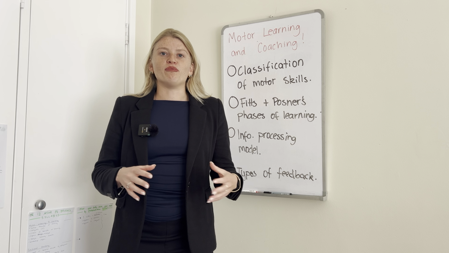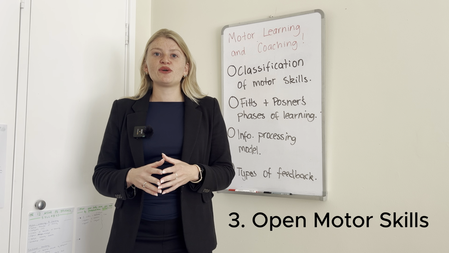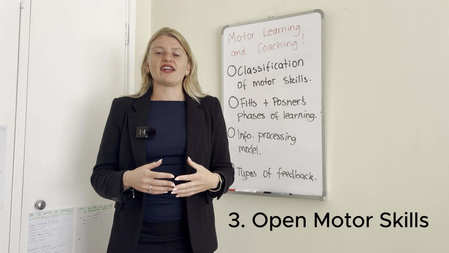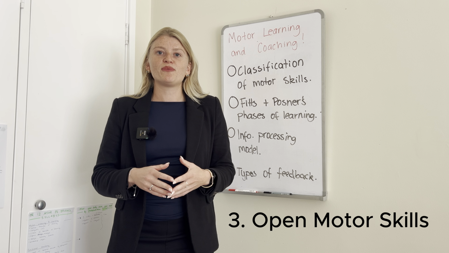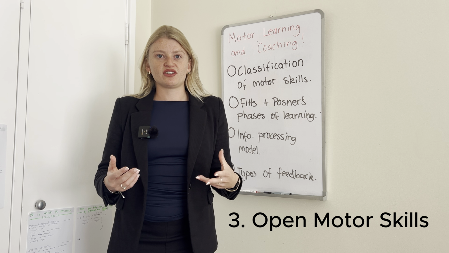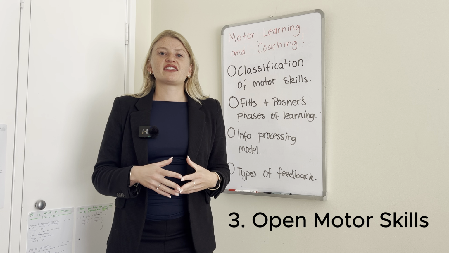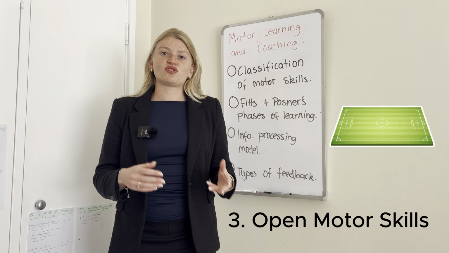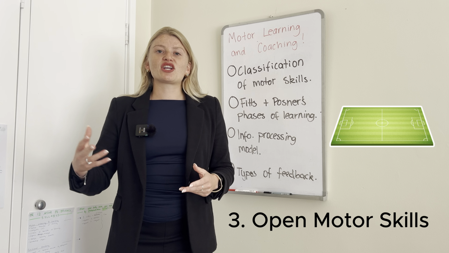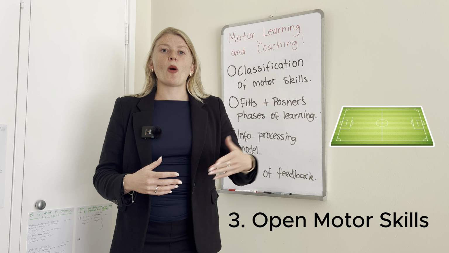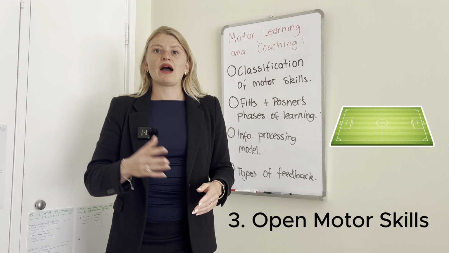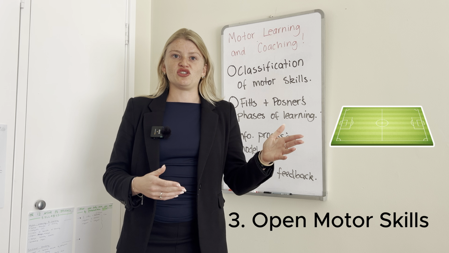The next type of motor skill is open motor skills. So this kind of skill would occur in an environment that is unstable or unpredictable, and the individual's decision is based off the external factors that determine the timing of the skill. So for example, playing a game of soccer or footy, the way you act or move is determined by the opposition or your teammates' decisions or movements. So you might lead a certain way because your teammate is running that way.